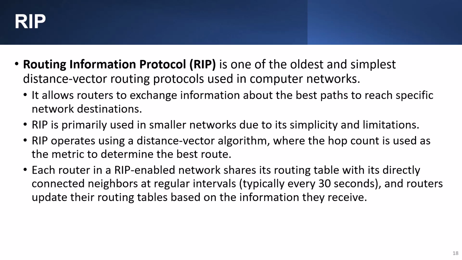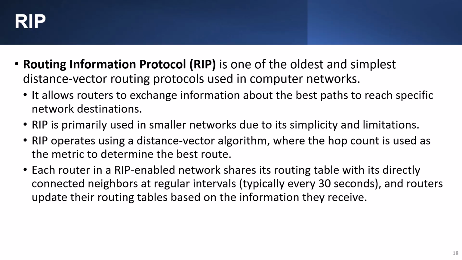Routing Information Protocol, or RIP, is one of the oldest and simplest distance vector routing protocols used in computer networks. It allows routers to exchange information about the best path to reach specific network destinations. RIP is primarily used in smaller networks due to its simplicity and limitations.